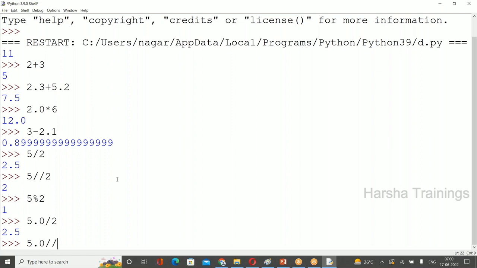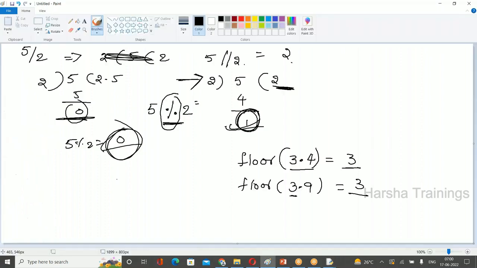Now 5.0 double slash 2. This is the important thing. Here, if both are integers, the answer is an integer only. But if at least one is float, the answer is in float. Here it performs a floating point division only. Now see the answer, not 2.5. Here the answer is 2.0 only.